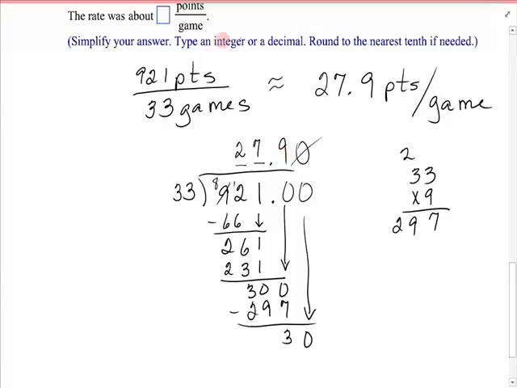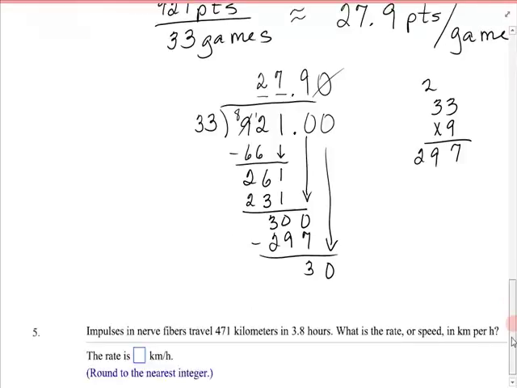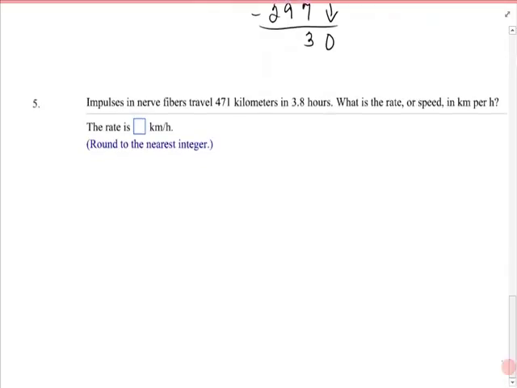So make sure you look at the instructions that'll be in blue close to your answer box. And we would put in 27.9 here. All right, I think we have one more to look at.